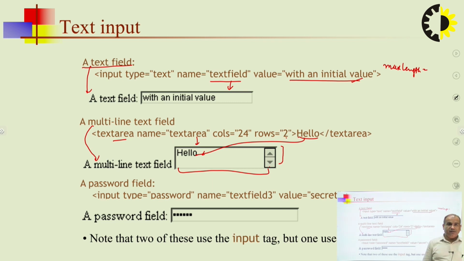Max length represents the maximum number of elements that can appear in the text box. Length controls how much size of that text box will be displayed. We can control that also. These are two more attributes we can use with the password as well as the text field.